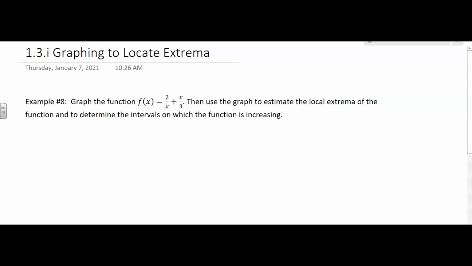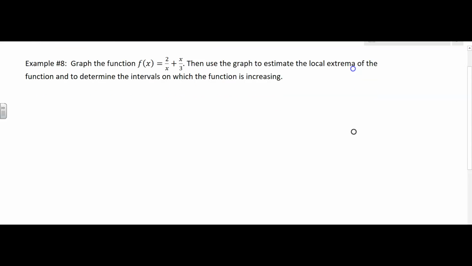Okay, so in this problem, it says graph the function, then use the graph to estimate the local extrema of the function and to determine the intervals on which the function is increasing. Okay, so there's our function. I would rewrite it so it has a common denominator. So I would say 6 plus x squared over 3x.